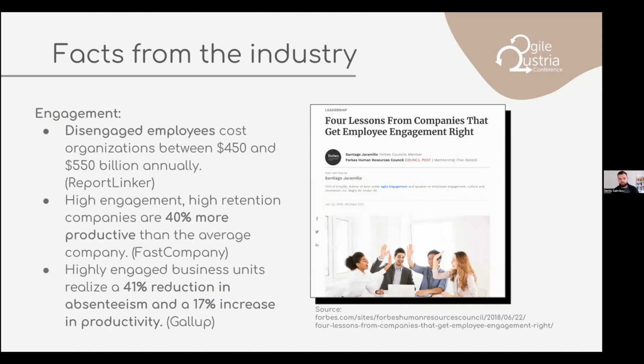Also, disengaged employees cost organizations between $450 and $550 billion annually, and this is only in the US market, not globally. High engagement, high retention companies are 40% more productive than the average company. And if you have a proper product management place, imagine how much more value and how much more revenue you can get out of those additional 40% of productivity. And highly engaged business units realize a 41% reduction in absenteeism and a 70% increase in productivity.